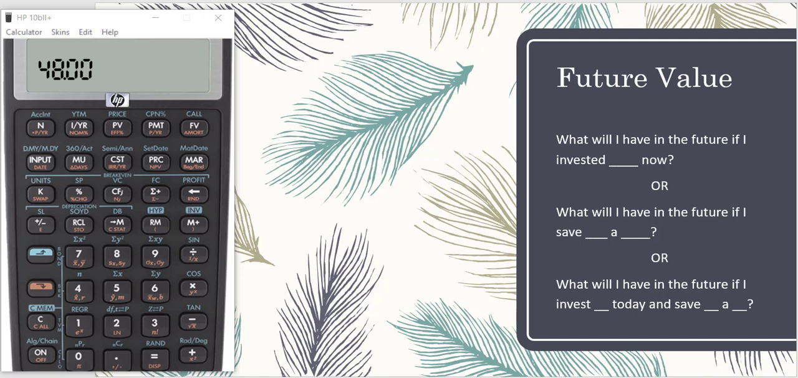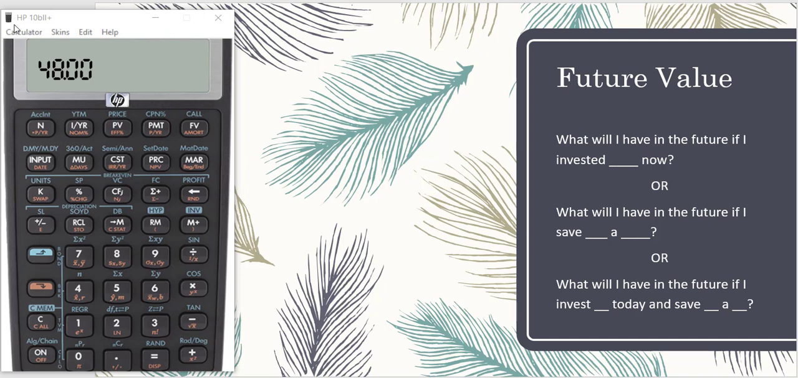So today we're going to be talking about future value. We're going to predict what we will have in the future. The questions they'll be asking are: what will I have in the future if I invest a certain amount from now, or if I save a certain amount a month or a quarter or whatever it may be, or if I start by investing this amount today and save this amount per week, what would it look like?